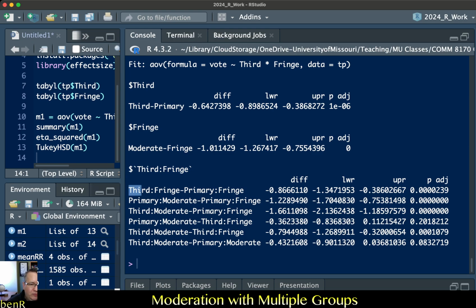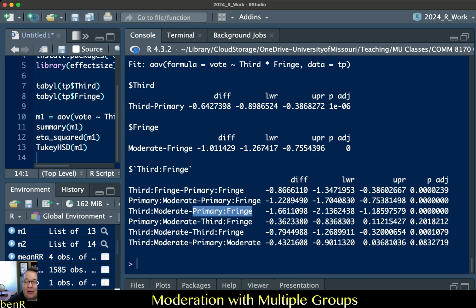We have the third-party fringe candidate against the primary fringe candidate. And again, the primary candidate was more likely to be supported than the third-party candidate, even when they were both from the fringe, and that's statistically significant, as indicated by the last p-value column. The primary moderate versus primary fringe is just a test of, okay, they're both the same political party, but one of them's moderate and one of them's fringe, and it suggests, yeah, the fringe candidate has an advantage here, and that's statistically significant.